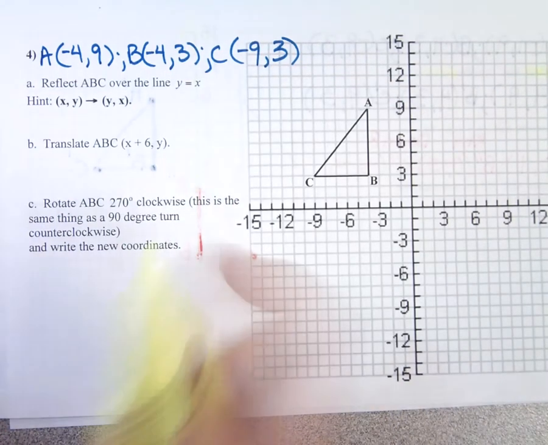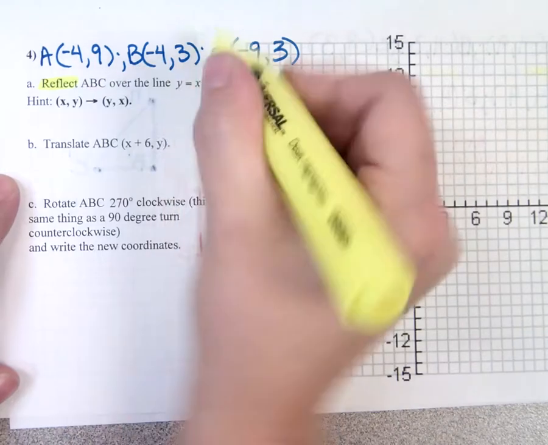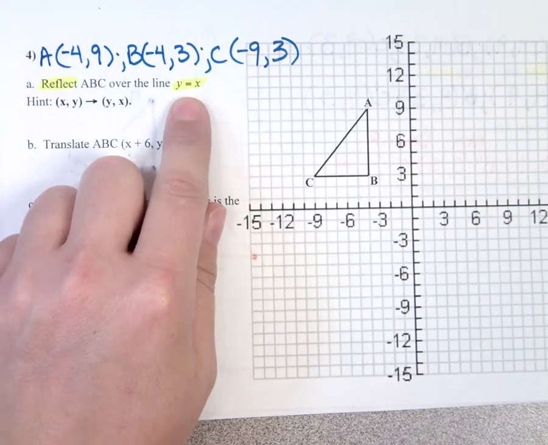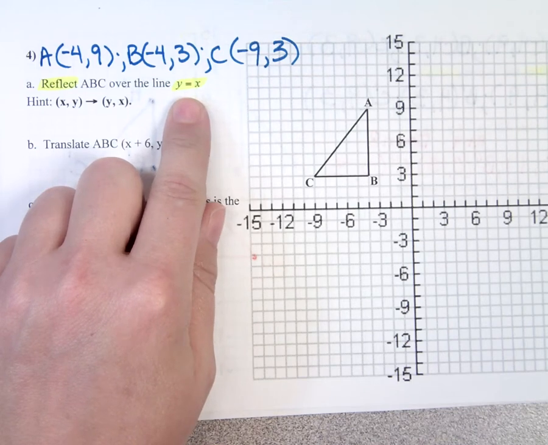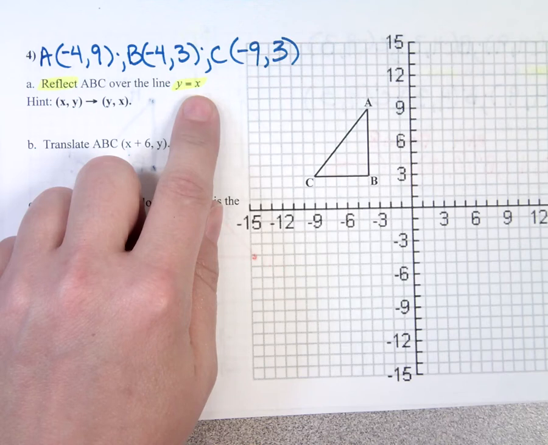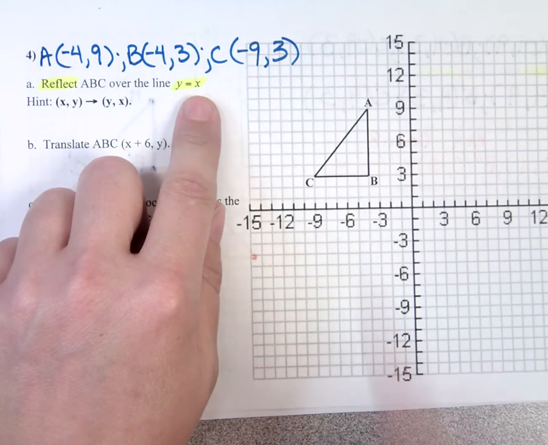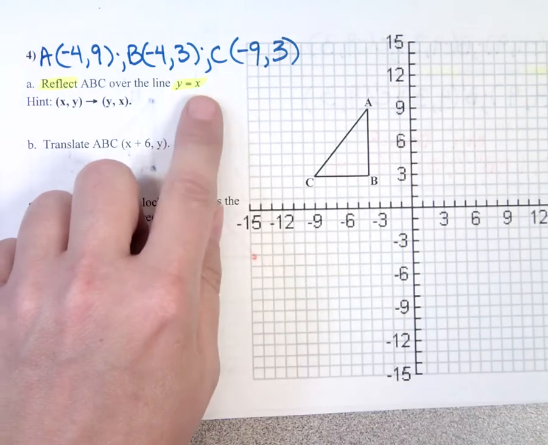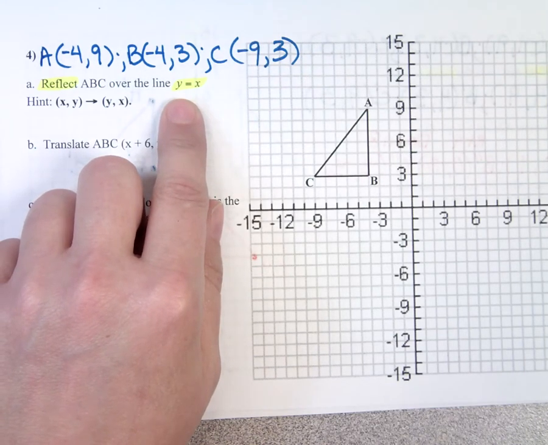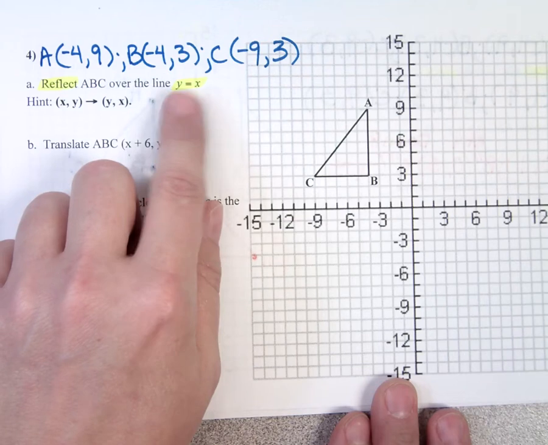Okay. This time, I'm going to reflect it over the line y equals x. This is where you have to know if this is a diagonal line, a horizontal line, or a vertical line. What kind of line is it? That is a diagonal line. Anytime you have the y and the x, it's going to be a diagonal line. If you only see a y, not diagonal. If you only see an x, not diagonal. But if you see the y and the x, it will be diagonal.